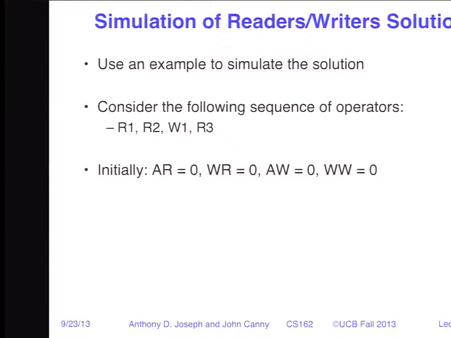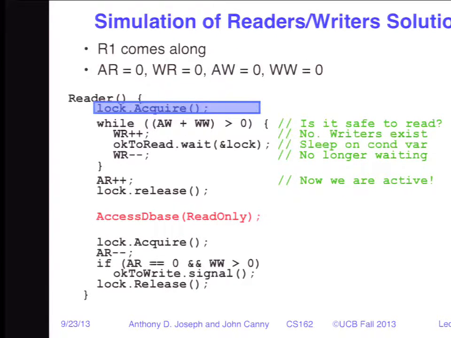So we're going to assume we have the following sequence. We have reader 1 that's going to come in and read the database, and reader 2 that's going to come in and read the database. And then while those two are running, writer 1 is going to come along, and then reader 3 is going to come along. Now, initially our system is quiesced, so there are no active readers, no active writers, no waiting readers, no waiting writers. All right, so first, reader 1 comes along.